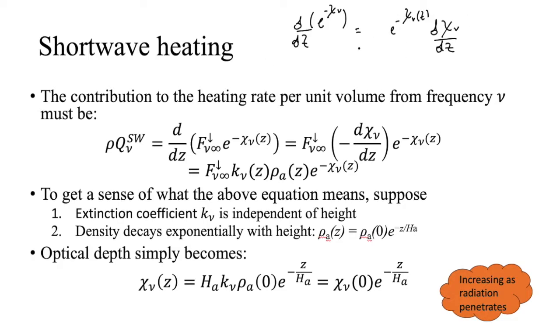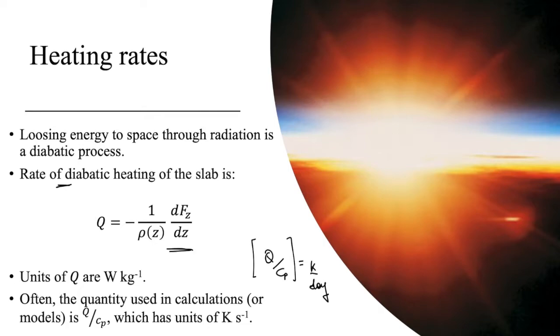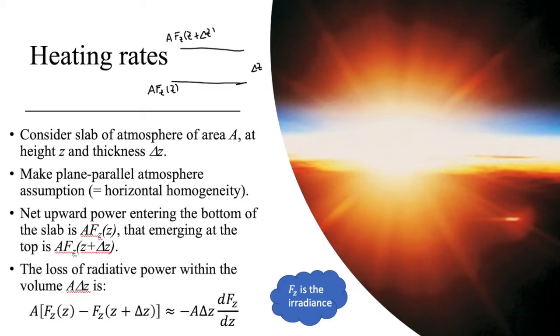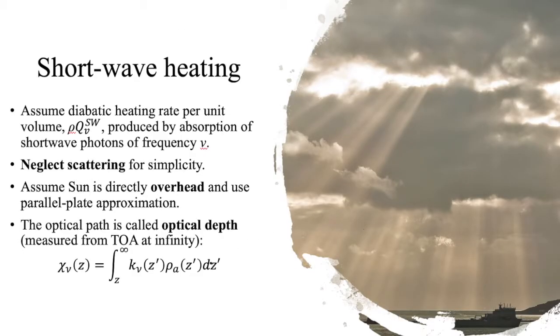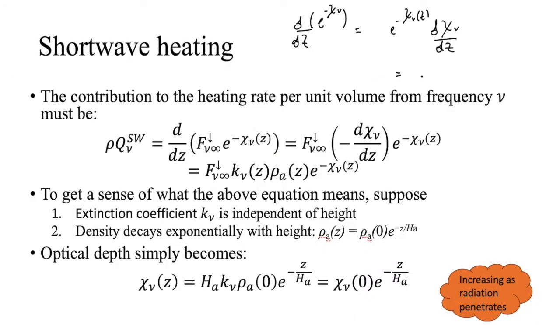The derivative of chi nu, remember the definition of optical depth that we gave somewhere here. If you take the derivative of this, it's simply k nu times rho of z. Okay, so let's go back to this. This is simply k nu rho e to the minus chi nu. So substitute everything, and this is simply giving you the heating rate.